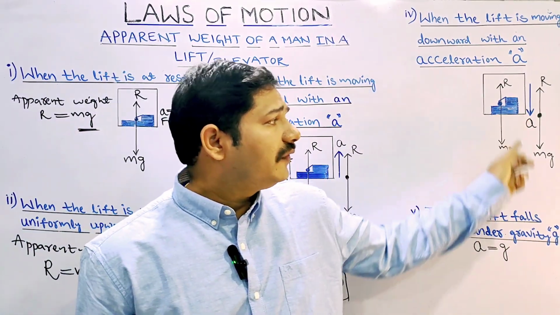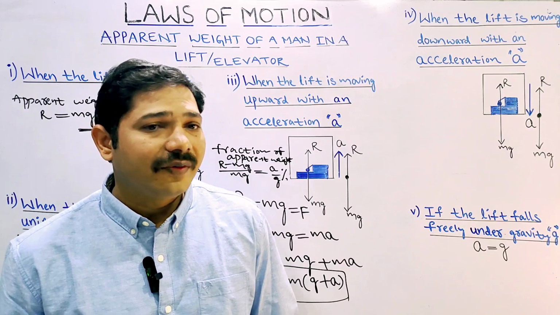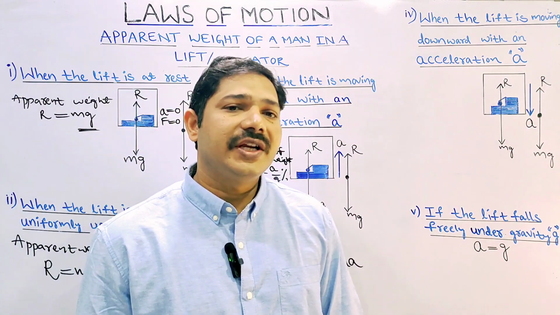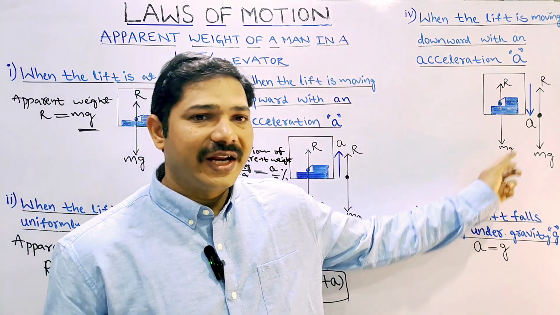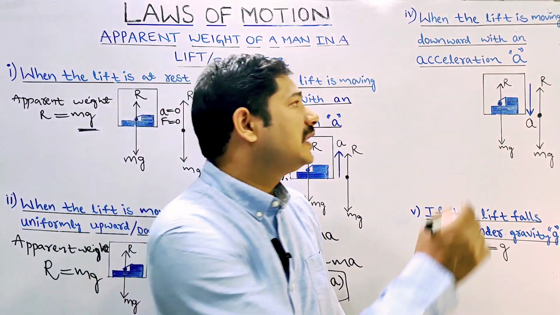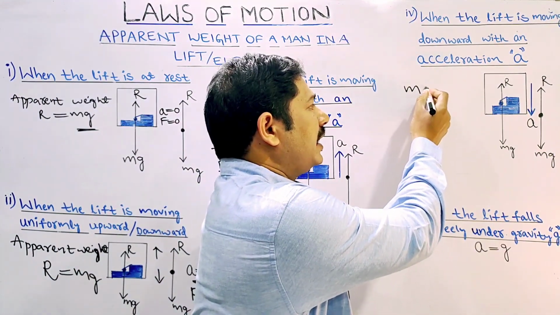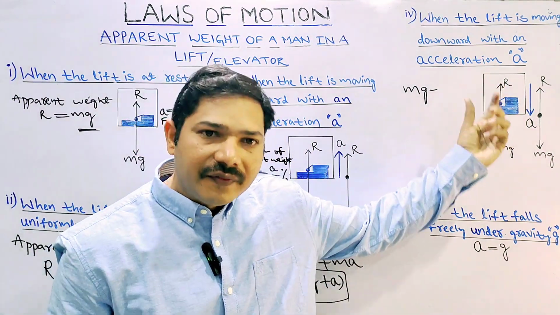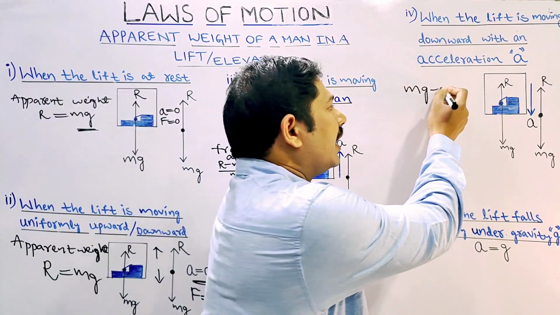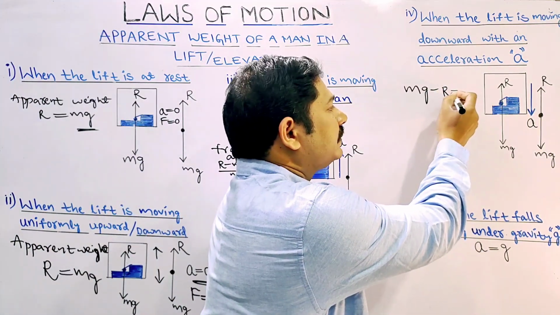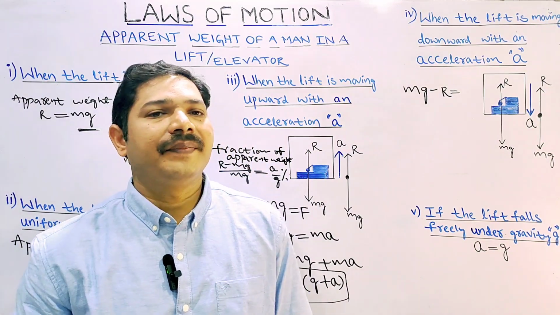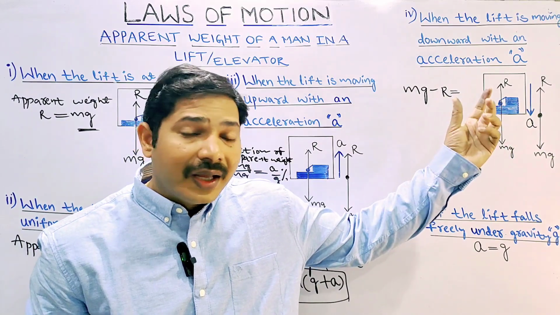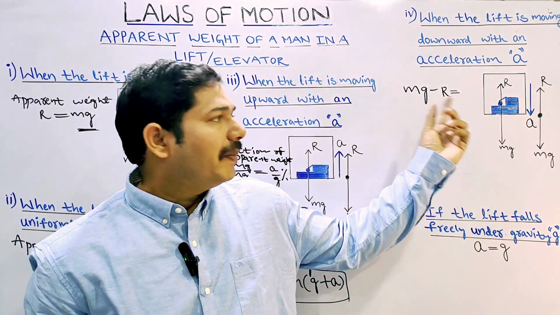When the lift is moving downward with some acceleration a, which direction is it moving? Towards the mg direction, downward. That is why I am taking mg first, minus R. R acts upward, but the lift is moving downward, so that is why I take minus R. mg is downward, so I take it as positive, but R is upward.